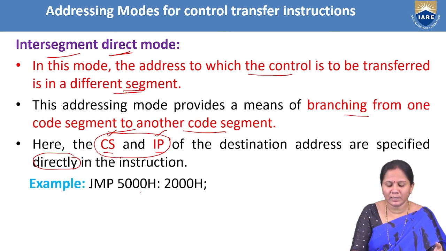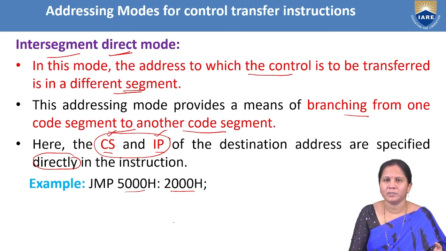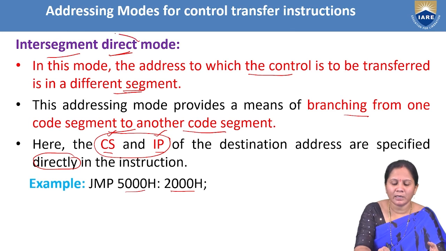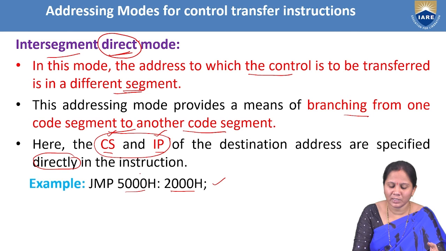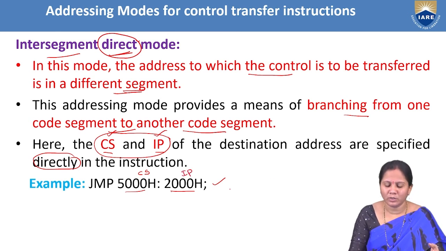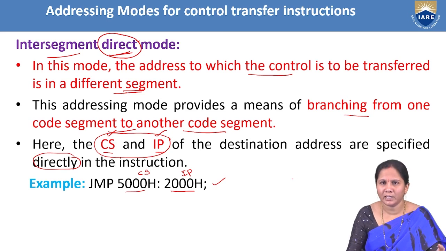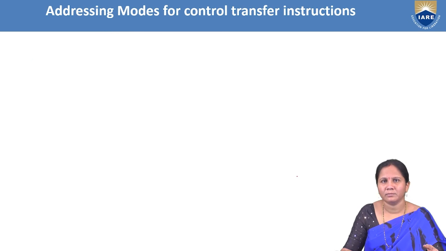Now, if we consider the example JMP 5000H and 2000H, here the value of CS and IP is directly represented as a part of an instruction. Here this 5000H says the value of CS, the code segment address, and this 2000H is the offset address. Using these two, the effective address can be calculated, that is the physical address where the control has to transfer.